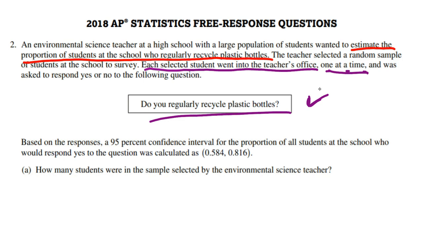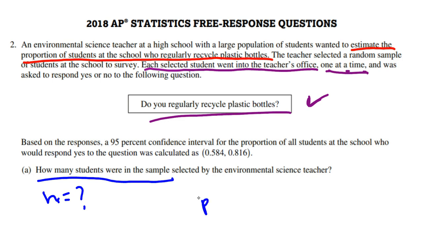So this 95% confidence interval for the proportion of all students in the high school who respond yes was calculated. And then they asked this very interesting question: how many students were in the sample? So we don't know how many students were actually questioned. All right, so let's write down what our confidence interval looks like.